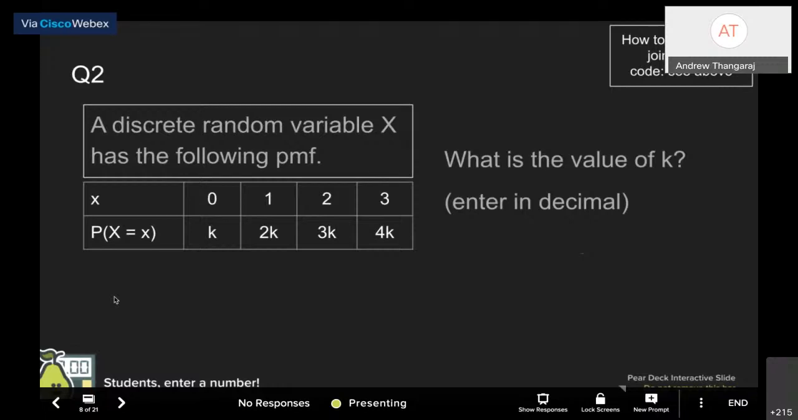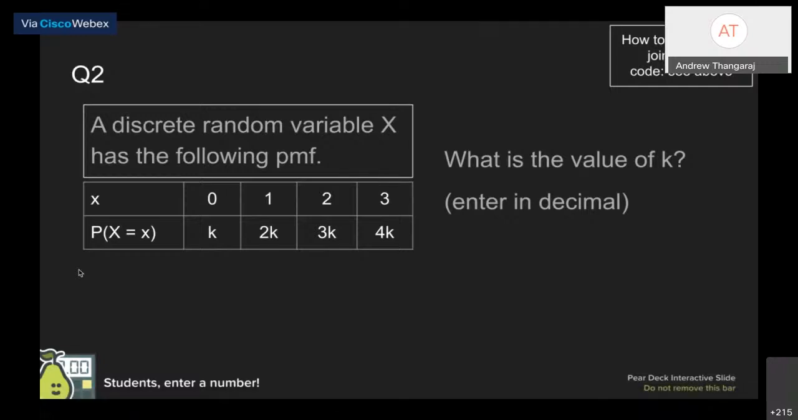Okay, so the next question gives you a discrete random variable x, and does not talk about the sample space or experiment or anything like that. It's a very simple and straightforward PMF, right? The PMF has been given, a discrete random variable x, and there is a PMF for it. And the question asks, what is the value of k? Okay, k is some unknown. What is k if this has to be a valid PMF for a discrete random variable x?